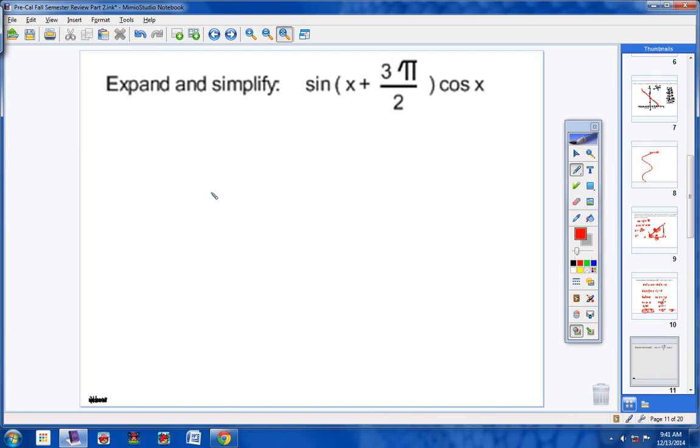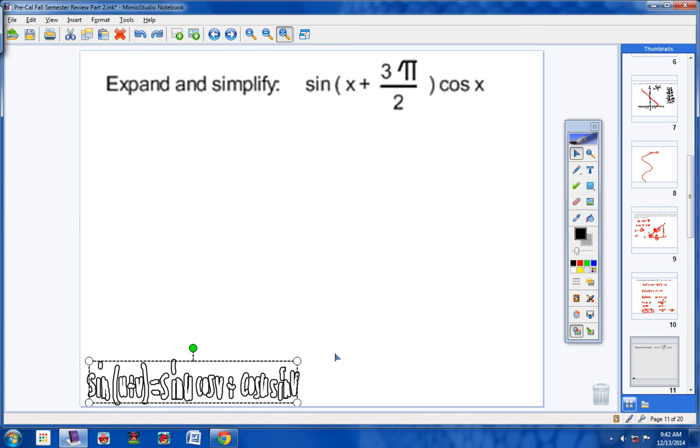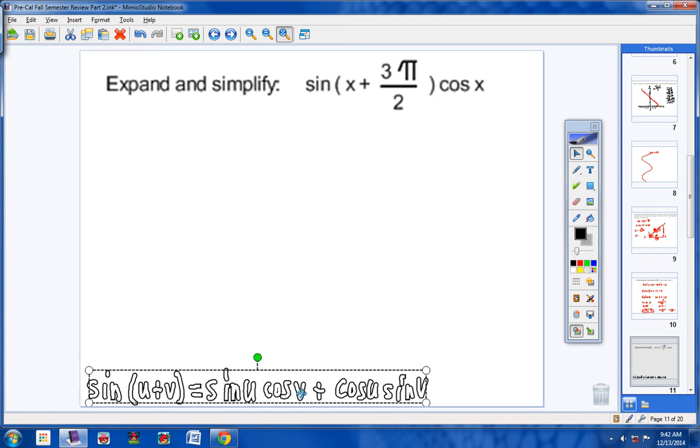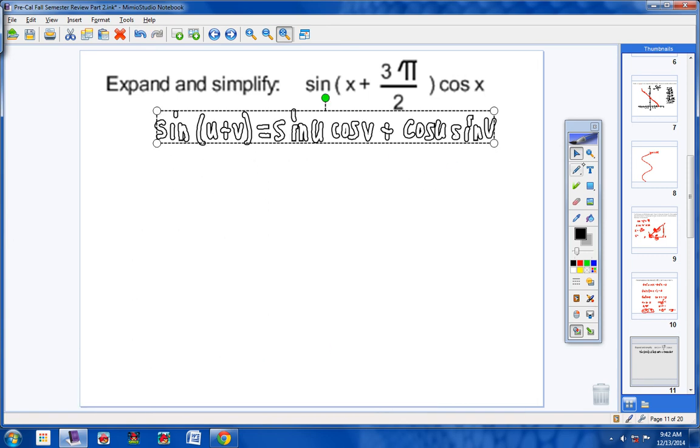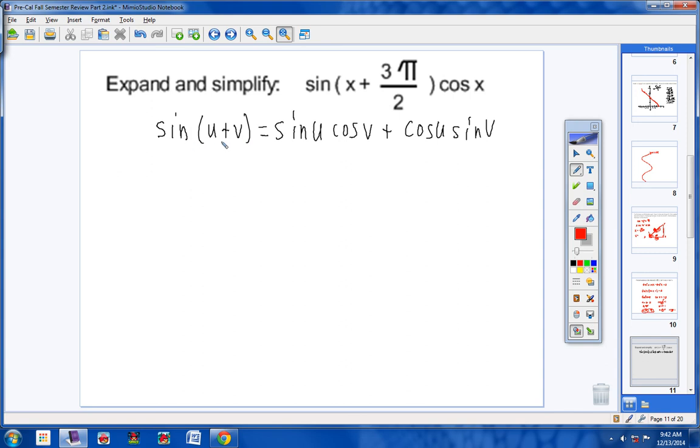Now look, what we're practicing here is using your trig identities. Okay? Using your trig identities. So, as soon as I see, listen to me, students, as soon as I see I have sine here and I have 2 numbers being added here, I think of this trig identity right here. I think of that trig identity right here. Do you see it? Sine of u plus v.